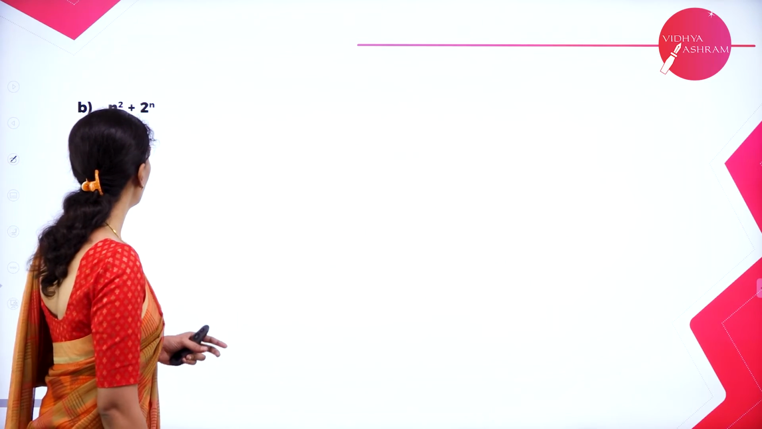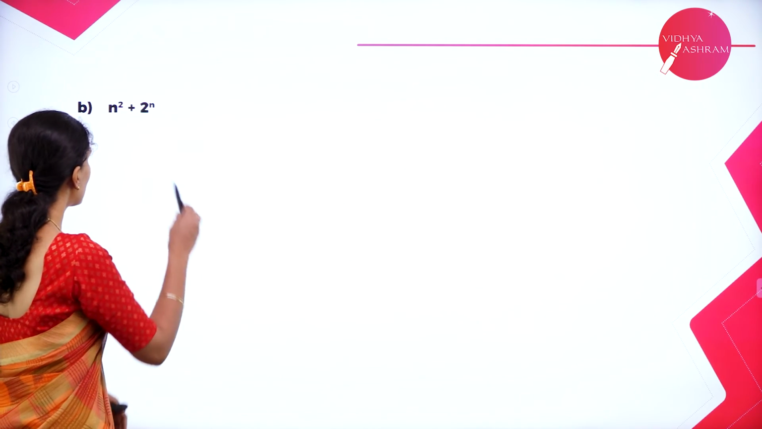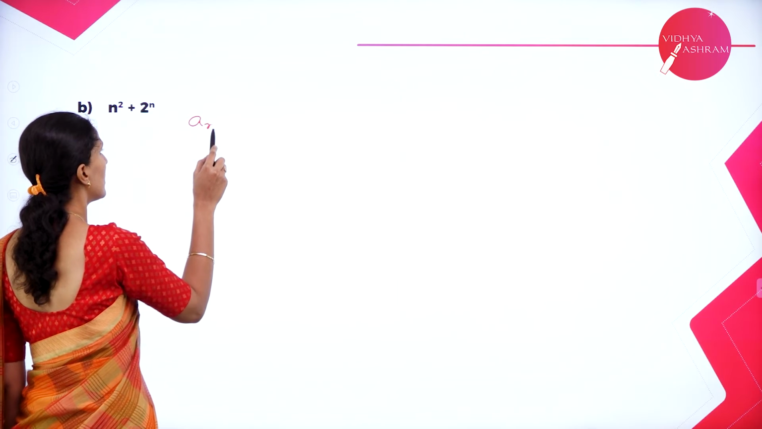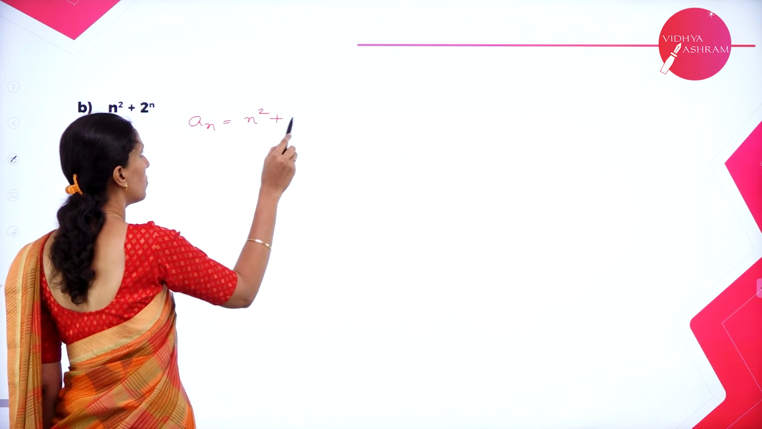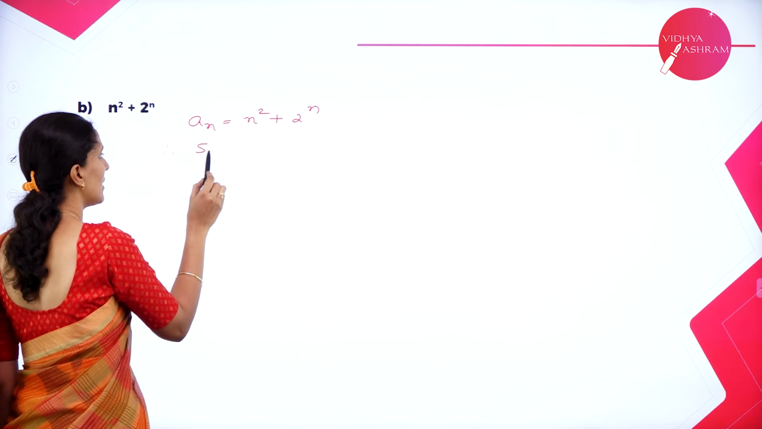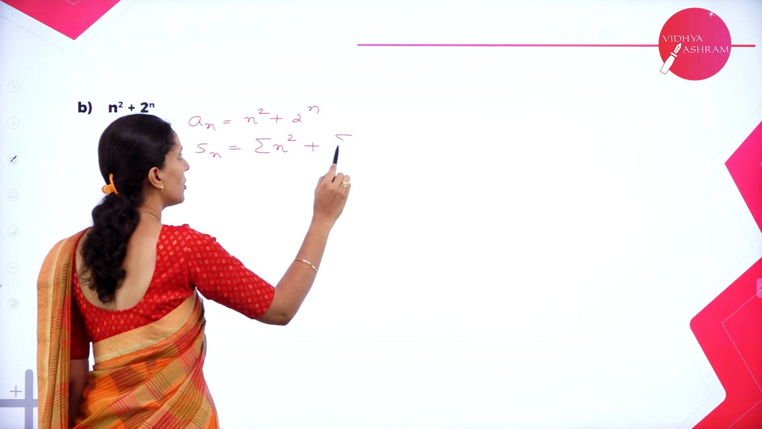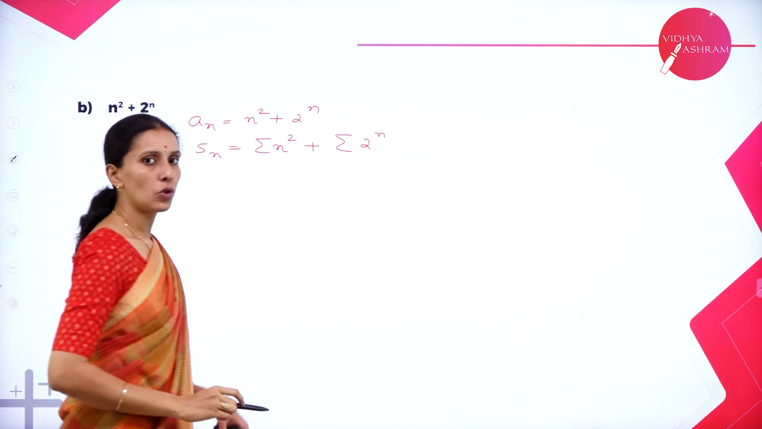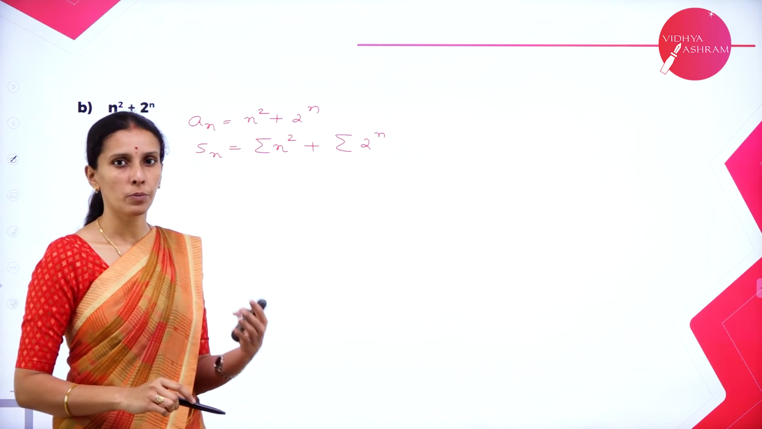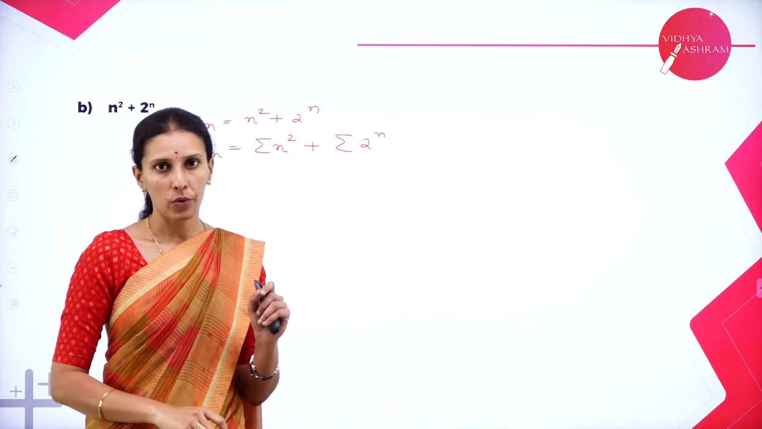Next, we have n square plus 2 power n. So let us apply the summation. If this is n square plus 2 power n, when you apply the summation, it becomes Sn. Here summation of n square and here summation of 2 power n. So 2 power n means 2 power 1, 2 power 2, 2 power 3. This is in the type of geometric progression.